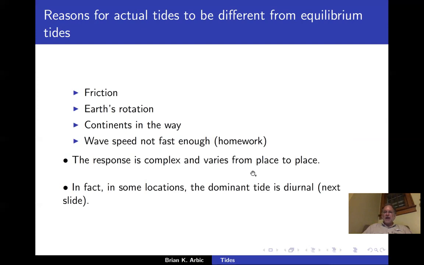And in fact, the real ocean tide is a complicated response to the equilibrium forcing due to the fact that you've got all these complications. And again, go back to that movie I showed at the very beginning. The real tides are these complicated shapes that look a lot more complicated than those simple bulges. And in fact, in some locations, the dominant tide is diurnal. It's once per day, not twice per day.